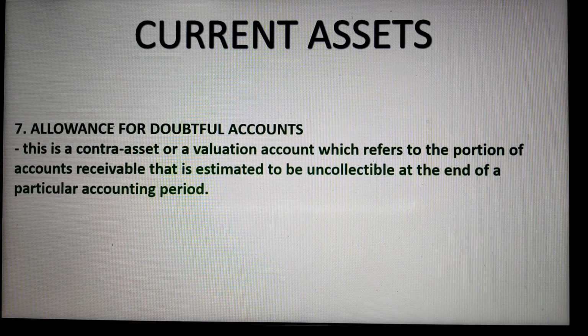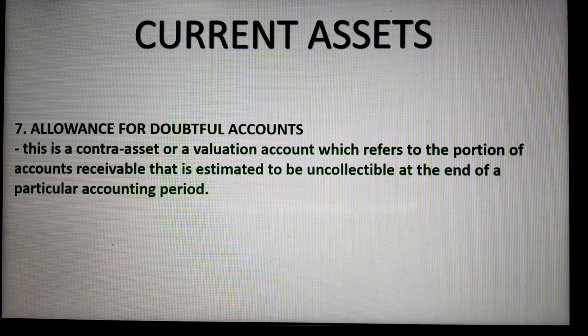Okay? There are times that we have customers that we doubt will pay, or there are percentages of your accounts receivable that are doubtful to be collected within the accounting period. So that is what we call allowance for doubtful accounts. In the allowance for doubtful accounts, the company or the owner can say 20% of its accounts receivable is doubtful to be collected at the end of the accounting period, or it can also be the exact amount.